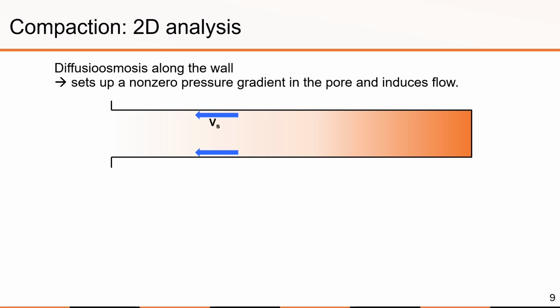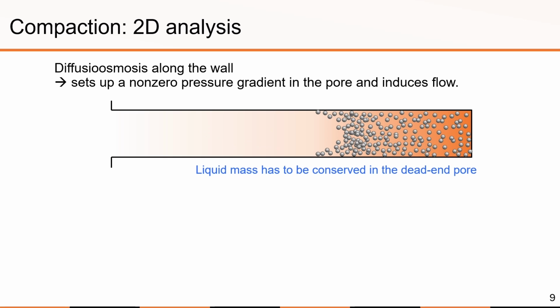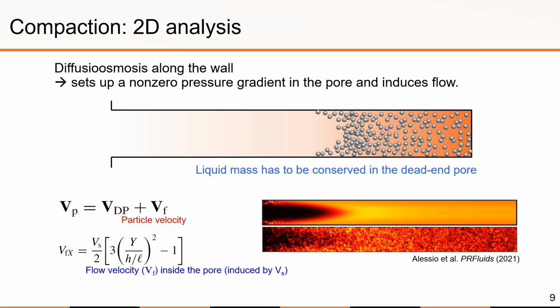This surface flow sets up a non-zero pressure gradient in the pore and induces a bulk flow that has a parabolic velocity profile. Therefore, the effective velocity of particles is no longer just the diffusiophoretic velocity, but the sum of the diffusiophoretic velocity and the local flow velocity. As a result, the compaction boundary is not flat but instead takes on a parabolic shape. By including the two-dimensional flow effect and considering the multi-ion diffusiophoresis, we were able to predict the profile of the compaction system, which agrees well with the experimental data.